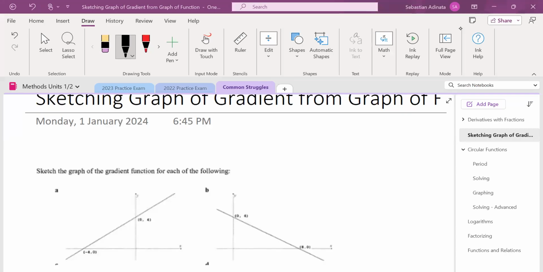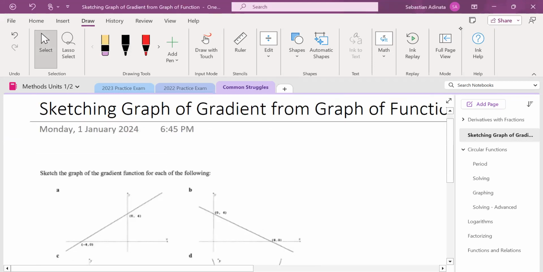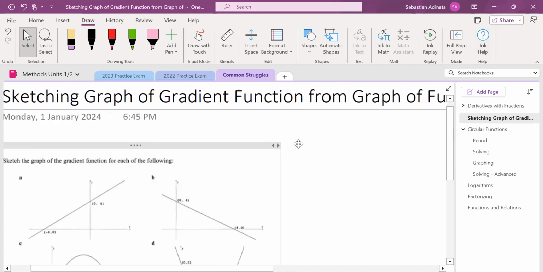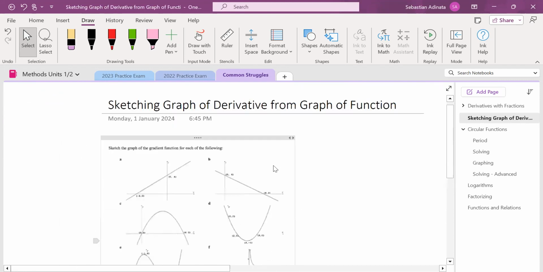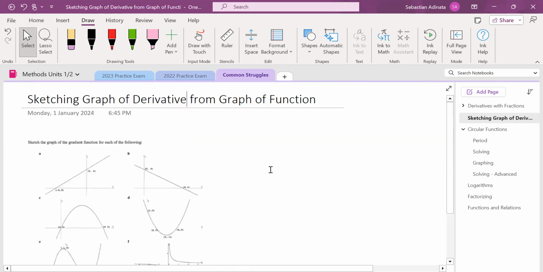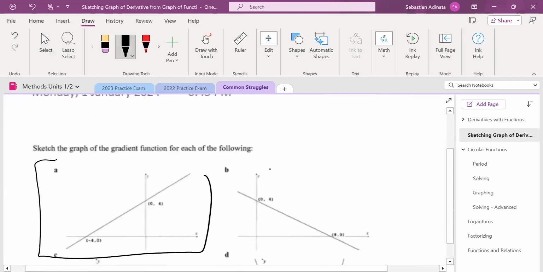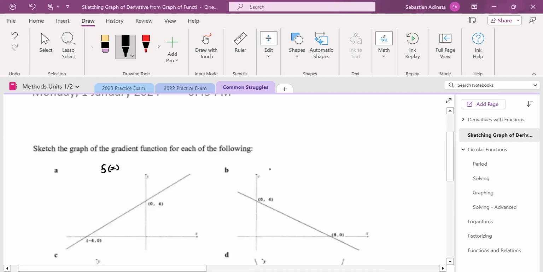Okay, so today we'll be learning how to sketch the graph of the gradient function from the graph of the function. We're actually going to call it how to graph the derivative from the graph of the function. So let's say we're given a graph, in this case, a straight line, and this is our f of x. We will be learning how to graph f dash of x simply from looking at the graph.